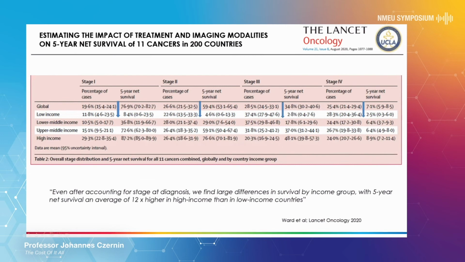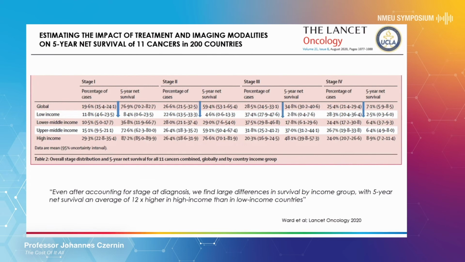For instance, stage 1 cancers have worldwide an overall 5-year net survival of 77%. However, in low-income countries, the survival is only 8.4%. And if you go to stage 4 cancers, worldwide survival is 25%. And in low-income countries, it's only 2.5%. So these data tell you that there's an incredible disparity.